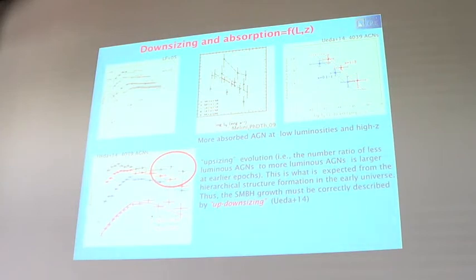Downsizing is anti-hierarchical. Are these results corrected for the obscuration that you just mentioned? So when people plot these downsizing plots, do they correct for the obscuration? Absolutely. This is luminosity corrected for absorption completely. So everything is corrected for absorption. All you see here are luminosities corrected for absorption. There is no absorption here.